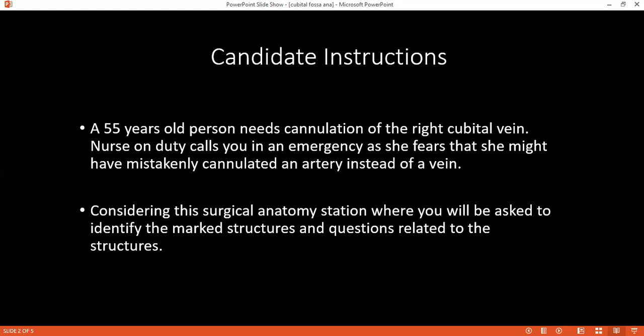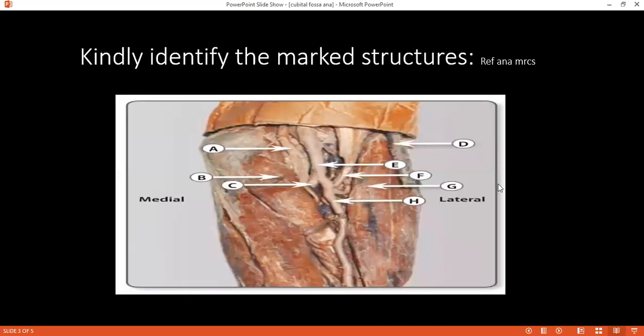Right. So if you have read and understood, considering it's surgical administration, kindly tell me, what are you looking at? What is this? Yes, this is the cubital fossa. What are the boundaries?